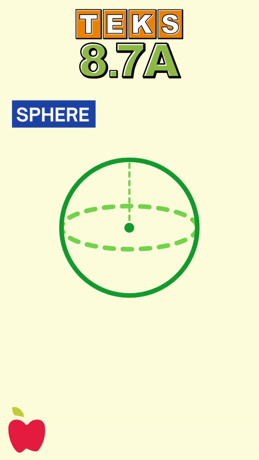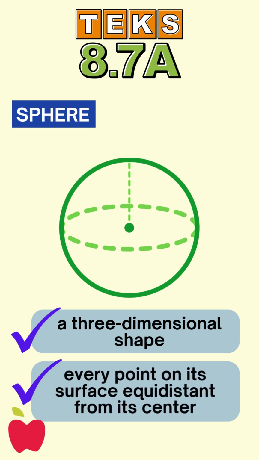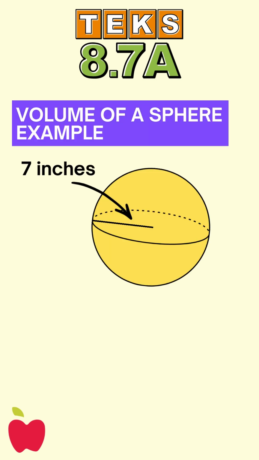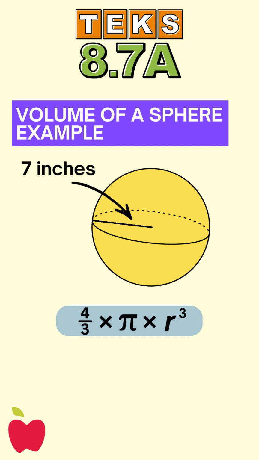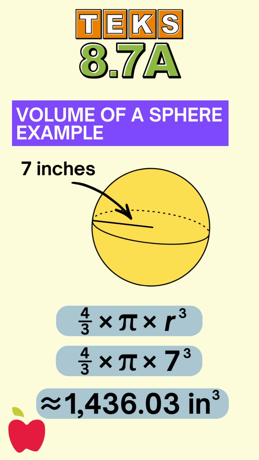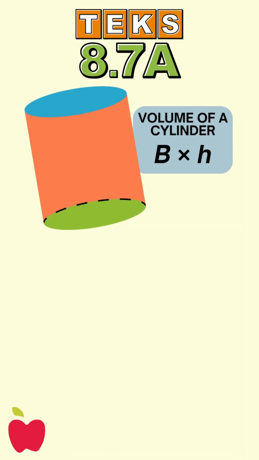Finally, the sphere. A sphere is a 3D shape where every point on the surface is the same distance from the center, creating a perfectly round shape. To find its volume, we use the formula volume equals 4/3 times pi times radius cubed. Let's calculate the volume of a sphere with a radius of 7 inches. By substituting the given values for the variables into the formula, we can calculate that the volume of the sphere is approximately 1,436.03 cubic inches.